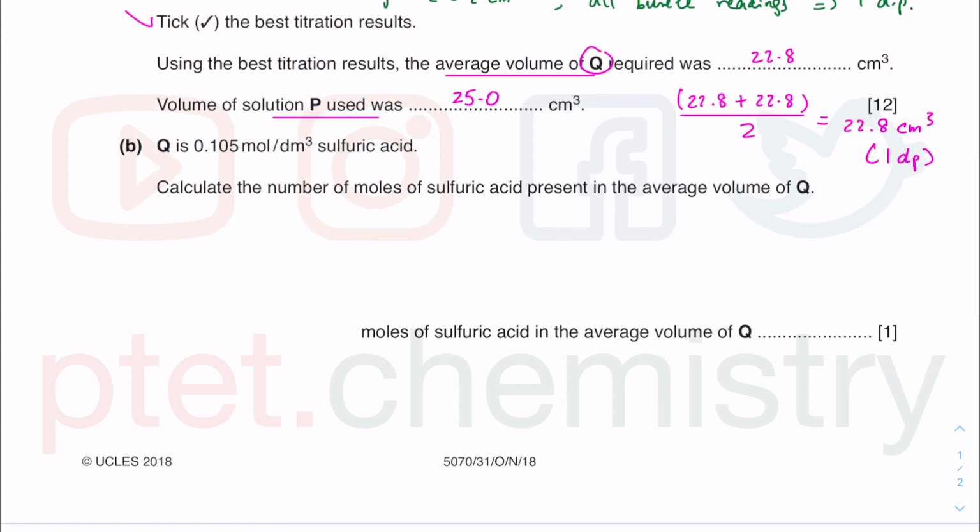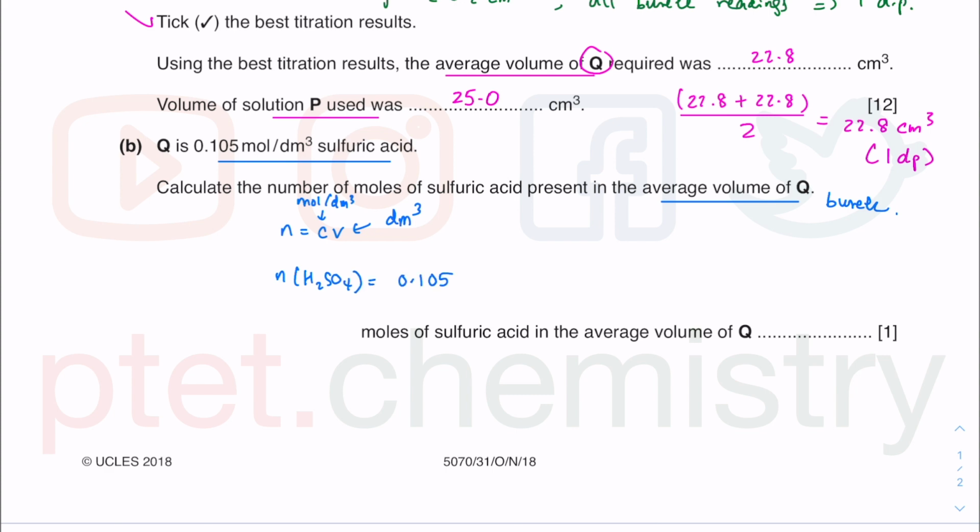Okay, here's where the real mole calculation stoichiometric questions start. This is the concentration of the sulfuric acid. This is the average volume of Q from the burette. So that is n equal to CV. We know that the C is the concentration of the solution in mole per dm cube. The V is the volume of the solution in dm cube. This is in cm cube. Whatever that's in cm cube, you have got to convert to dm cube by dividing by 1,000.